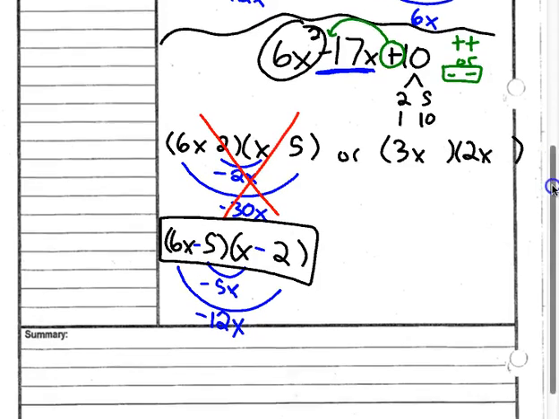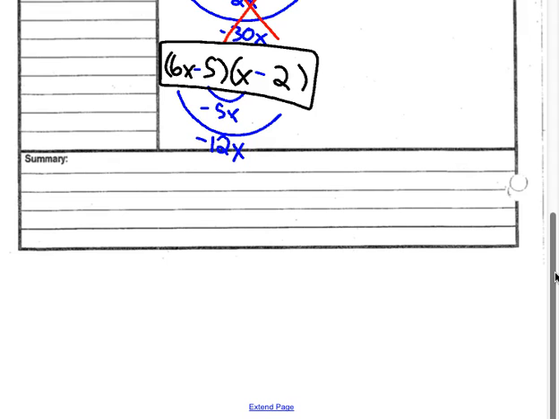So thank you for watching this for me. So this time for your summary, what I want you to think about is, how can I check my work? Okay, I want you to answer this question for me. How can I check that I have the right factoring, the proper factoring?